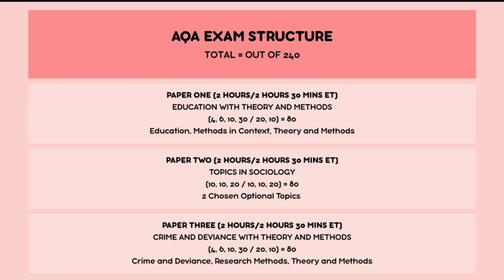Finally, you have paper 3, which is crime and deviance, again with theory and methods, and it is the same layout as education, which I actually think is quite good and definitely helped me with timings and stuff because I could use it for paper 1 and paper 3. So again, you have your 4 marker, 6 marker, 10 marker, 30 marker, then your 20 marker and your 10 marker, which all in all equals 240 marks, which is quite a lot.